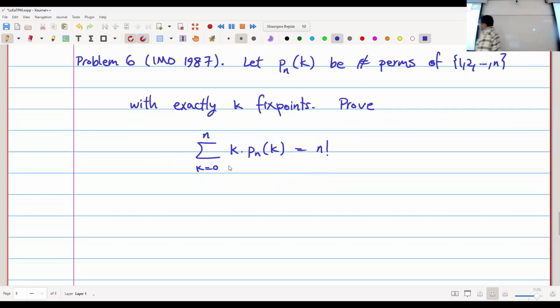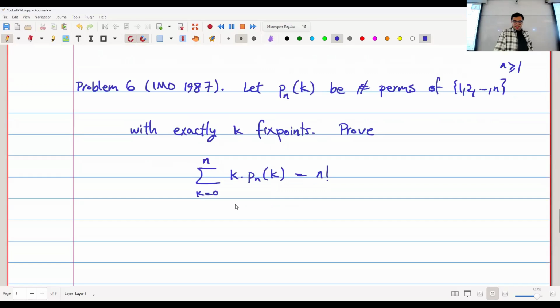So what does this thing on the left actually count? It's the sum of the number of fixed points over all permutations, right? Because I'm just saying, take the number of permutations that have k fixed points and multiply that by k. So if I can count this in 2 ways, it's going to give me the answer. It's the sum of the number of fixed points.